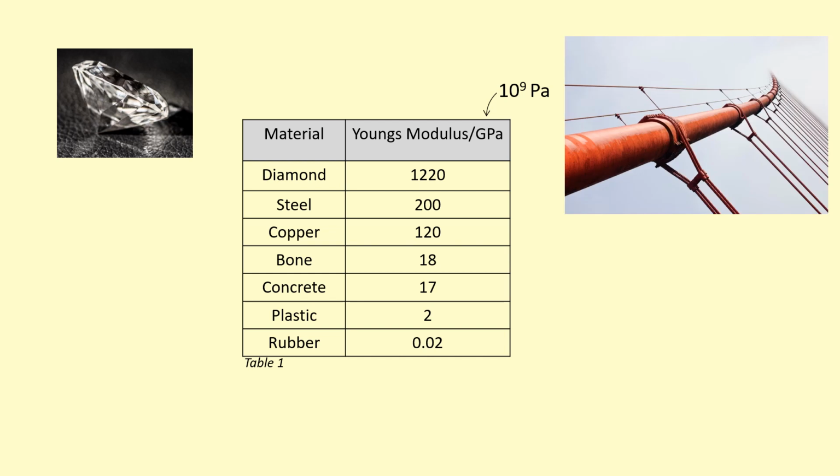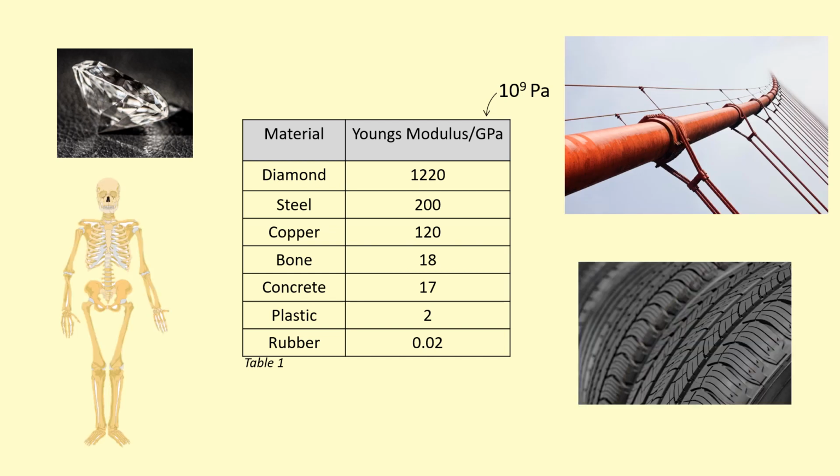And then after that, we've got steel. Then in between, you've got bone, and then you've got rubber, which stretches a bit more than the others, which requires less stress to get the same amount of strain. Okay, we have an example question here.